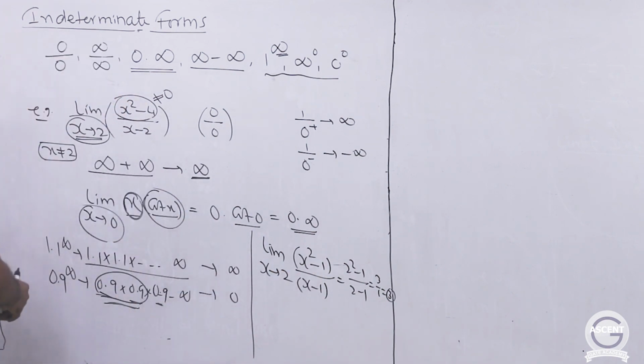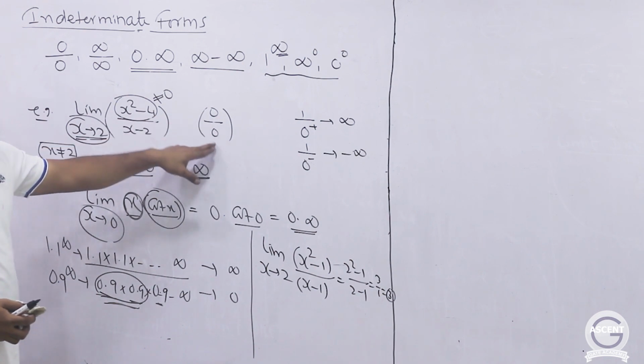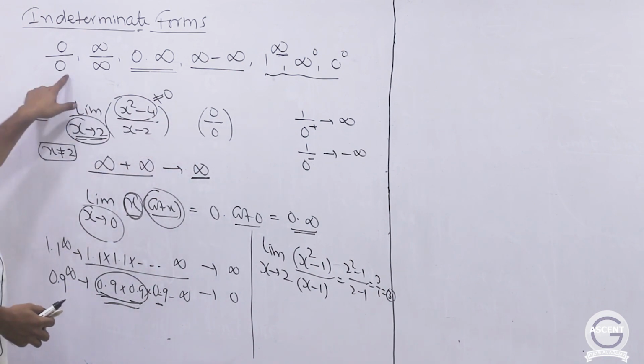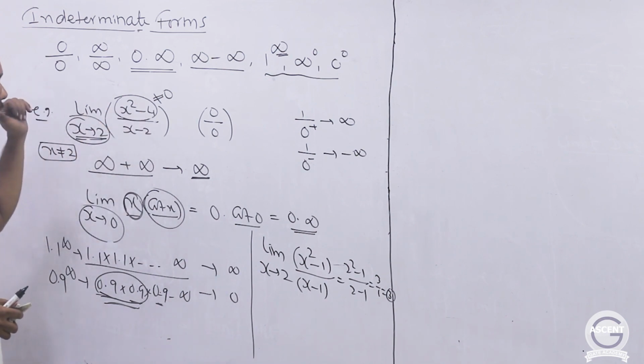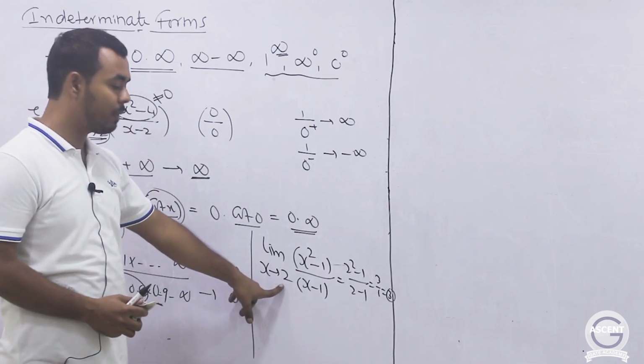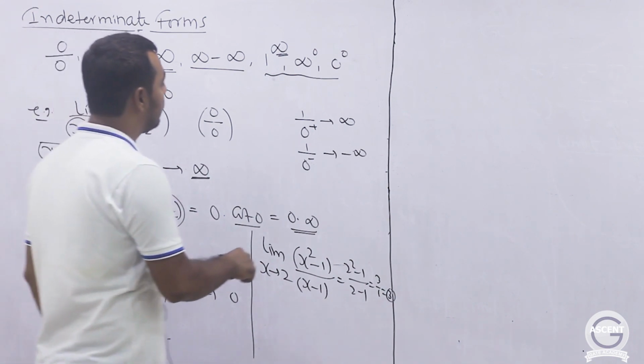But in this example, we cannot directly substitute x equals 2, because if you substitute 2 here, you will get 0 by 0 indeterminate form. So only when you are getting one of these indeterminate forms do you have to do further simplification. Otherwise, you can directly substitute the value of the limit. Okay, so this was all about indeterminate forms.